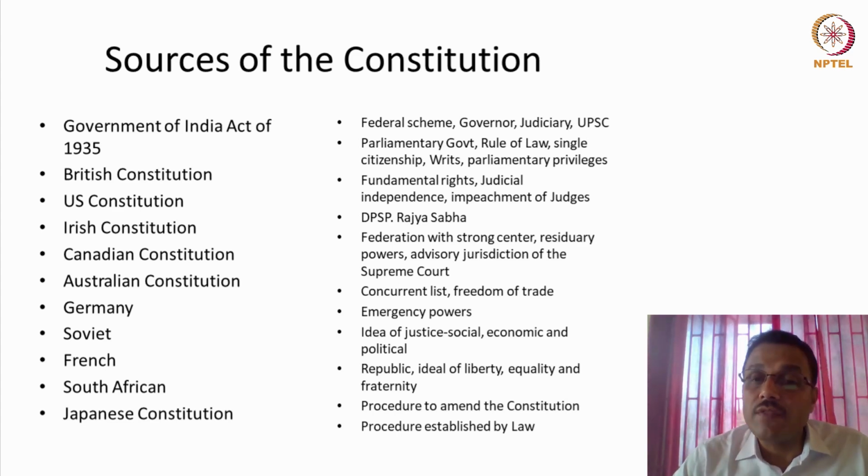The US Constitution gave us fundamental rights. It talked about judicial independence and impeachment of judges. That is what the US Constitution inspired in us. The Irish Constitution talked about the directive principles of state policy and the Rajya Sabha's role. The Canadian Constitution talked about federation with a strong centre. That is what we got. Don't forget residuary powers and the advisory jurisdiction of the Supreme Court also come from the Irish Constitution.